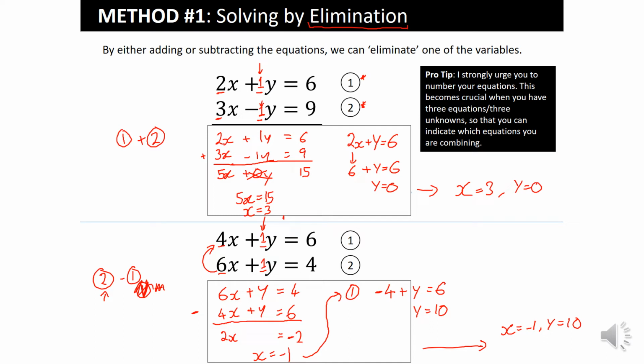And a really good way to check these is check by substituting into the other equation to check that it still works. So we did this on equation 1. You could try substituting it into equation 2 just to check that it works. So substitute x and y into equation 2 and check that it still makes the equation work.